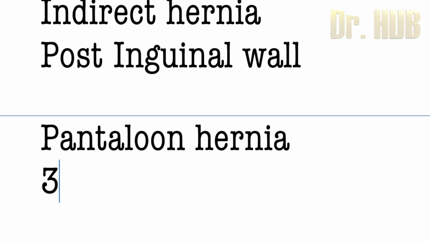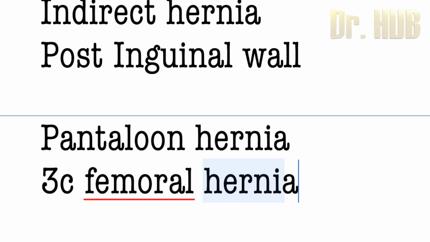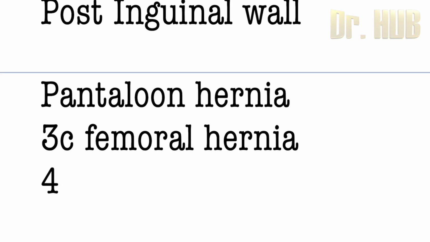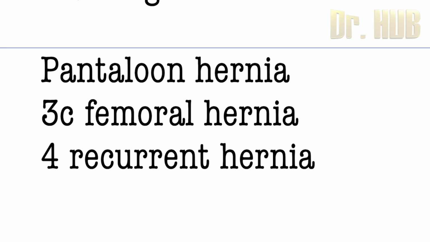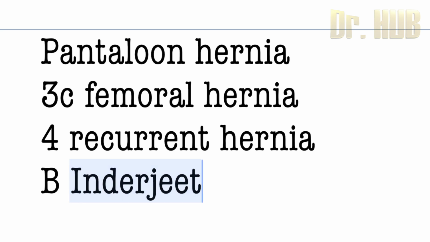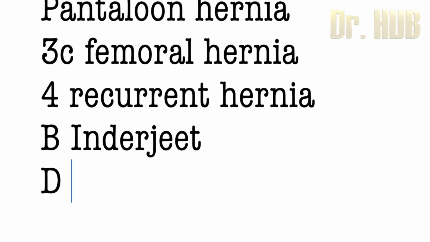Now 3C is where you have the femoral hernia, and then 4 is where there is a recurrent hernia. So the subtypes include 4 A, B, C and D. So A is direct, B is indirect. Then comes D, which is the combined hernia.